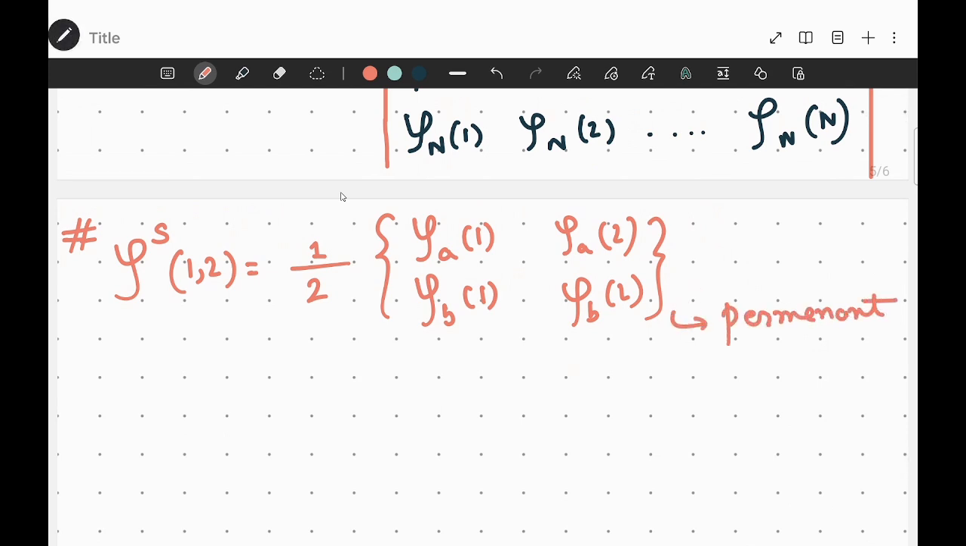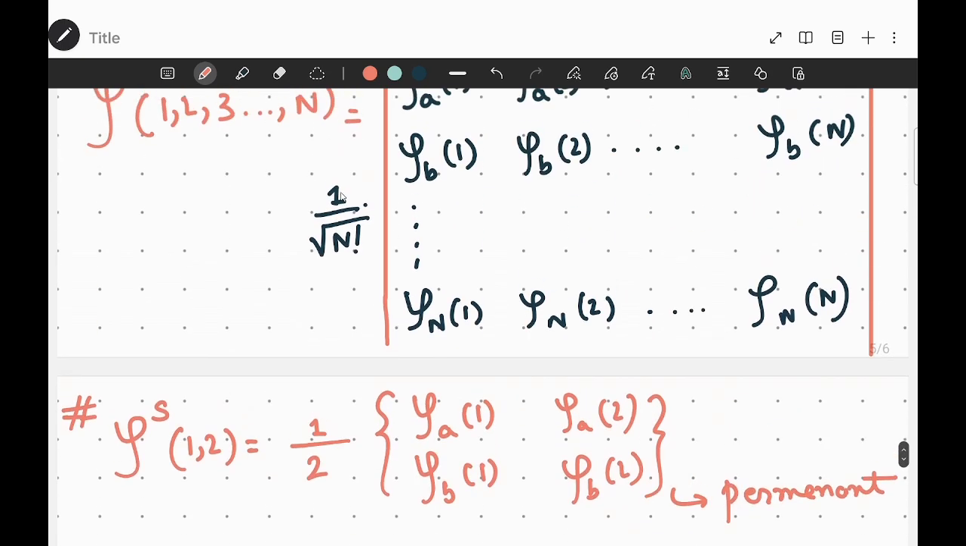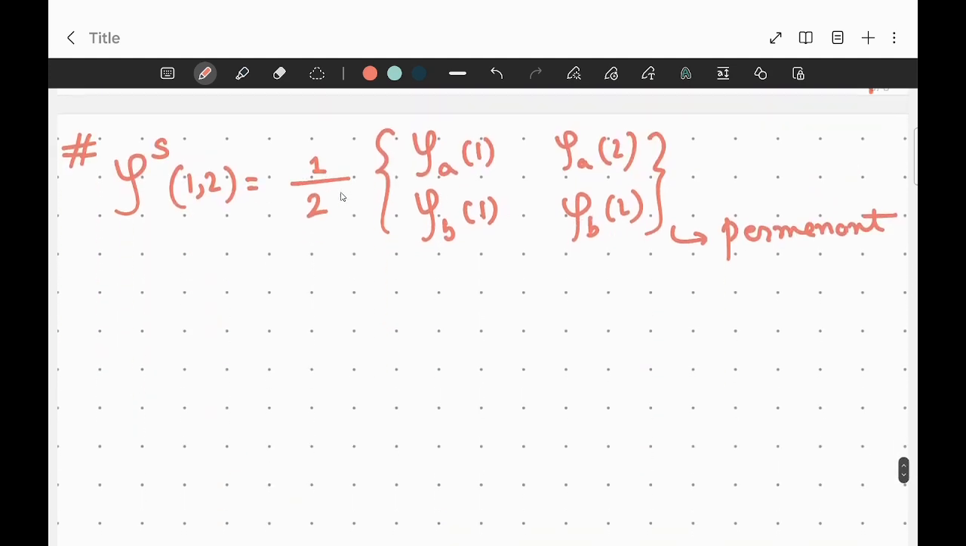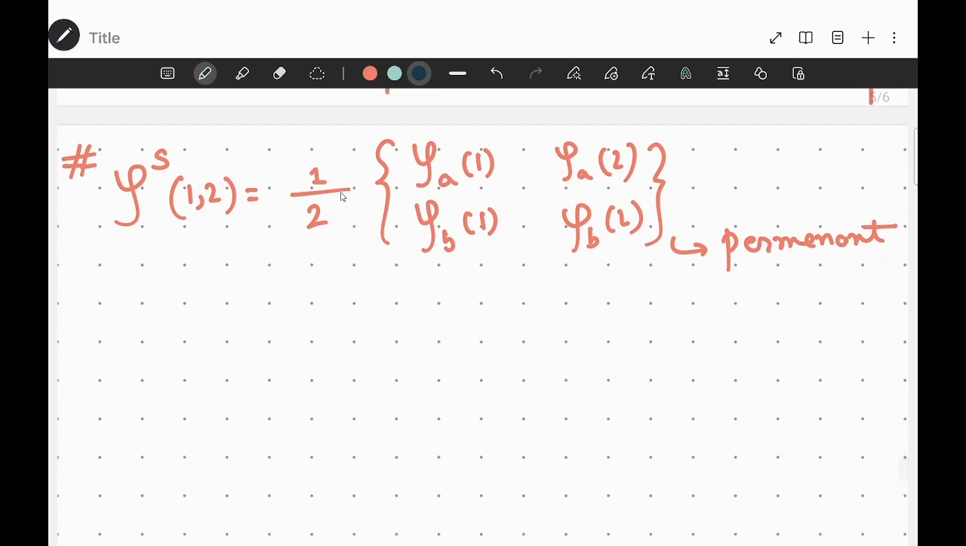Okay. For n particles, it is clear, it will be just the sum. Is it clear? Yes. Okay. So this is for bosons and this is for fermions. But now there will be a great thing.